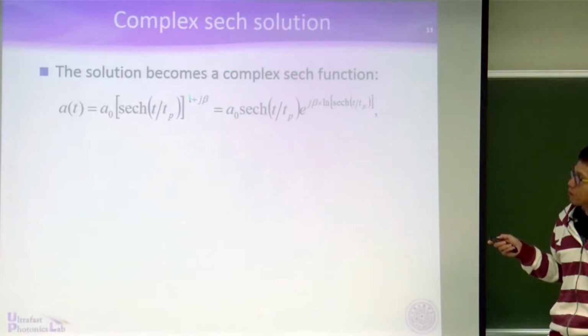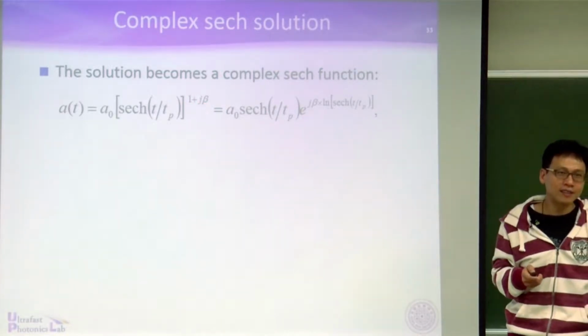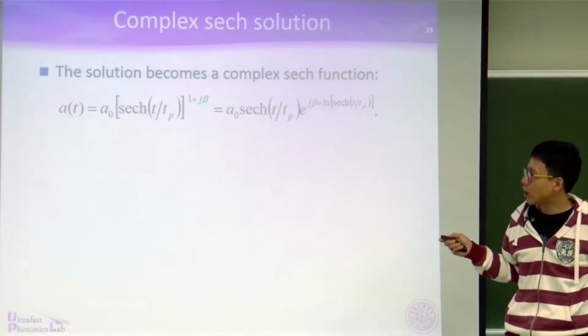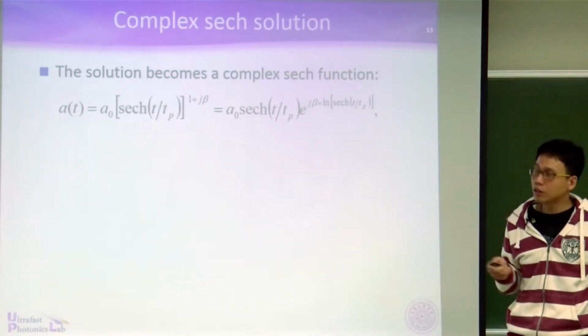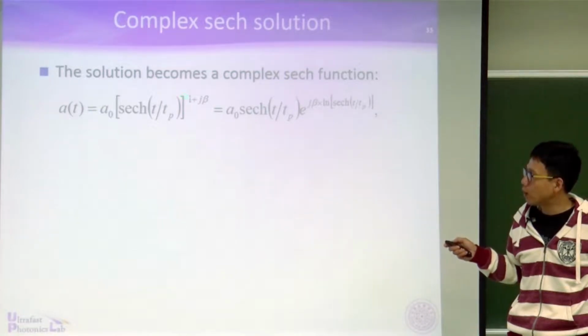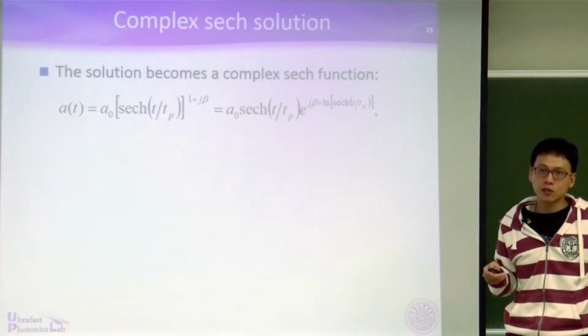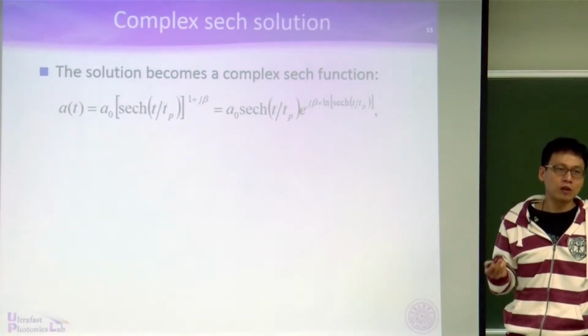You just need to make a small adjustment here. Previously, it's power of 1. Now, it's power of 1 plus j beta, okay? Your exponent is generalized from a real number, 1, to a complex number, 1 plus j beta. Of course, beta is a new unknown constant to be solved.